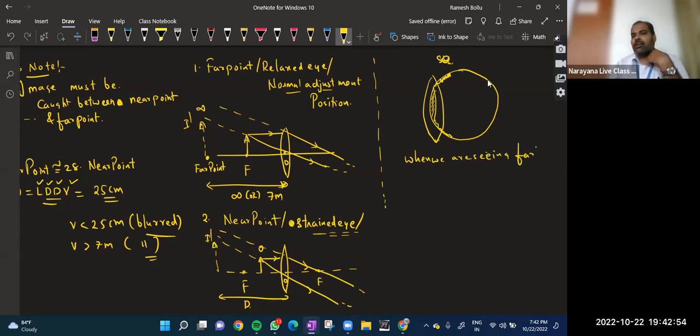When we are seeing farther images or objects... "farther objects" is a wrong statement only, no? Are you seeing objects? Images. Wrong. No one will see objects. Only images they will see. So I already proved it. We are seeing real images and virtual images only. Are you understanding, students?